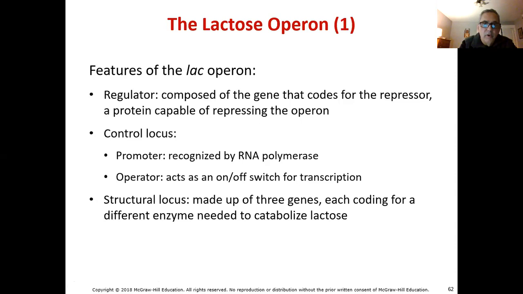the lac operon has several parts to it. It has a regulator. It's made up of genes that code for the repressor, a protein capable of repressing the operon. They have a promoter region, which is true of a lot of genes. Where the RNA polymerase first binds is called the promoter. They have an operator that acts like an on and off switch for transcription. And that in turn affects which genes, in this case, in the lac operon, three genes are either turned off or on.